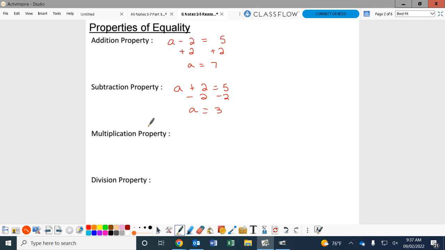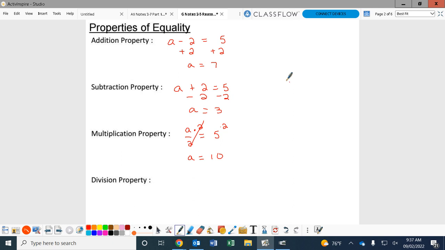Multiplication looks like this. If we've got a over 2 equals 5, we're just using the same numbers every time, guys, to make it easy. A over 2 equals 5. You are going to multiply both sides by 2. That's going to make it a equals, and 5 times 2 is going to put it at 10. You multiply both sides by the same number, that means it stays equal to each other. You can't multiply just one side. You've got to do whatever you do to one side to both sides. That's why it's called a property of equality.